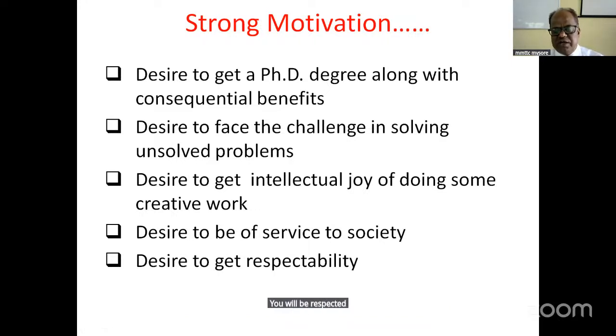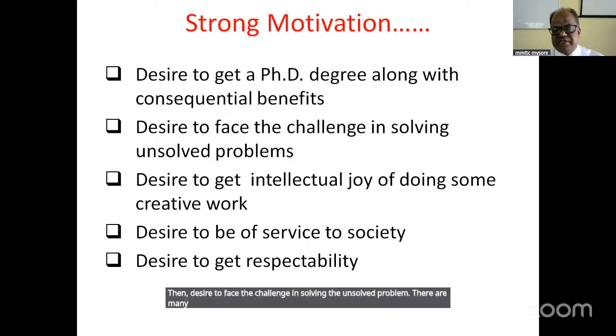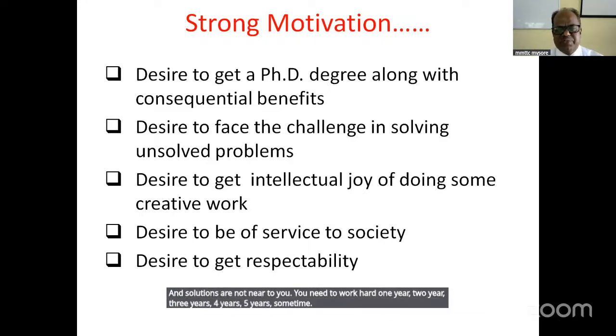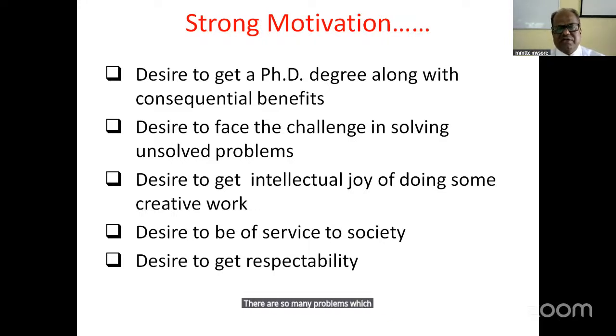In addition to that, you will get higher post positions, and there are associated benefits you can also harvest. Then, the desire to face the challenge of solving an unsolved problem. There are many problems confronting us every day. You need to take up one of them, and it is a challenging one, and solutions are not near to you. You need to work hard for 1 year, 2 years, 3 years, 4 years, 5 years. Sometimes there are so many problems which are not solved.